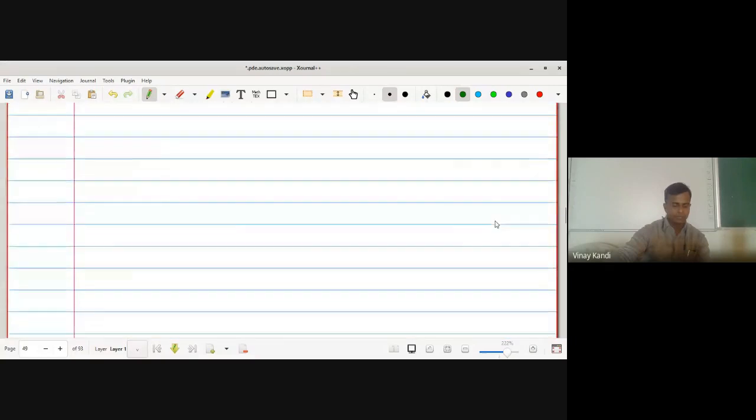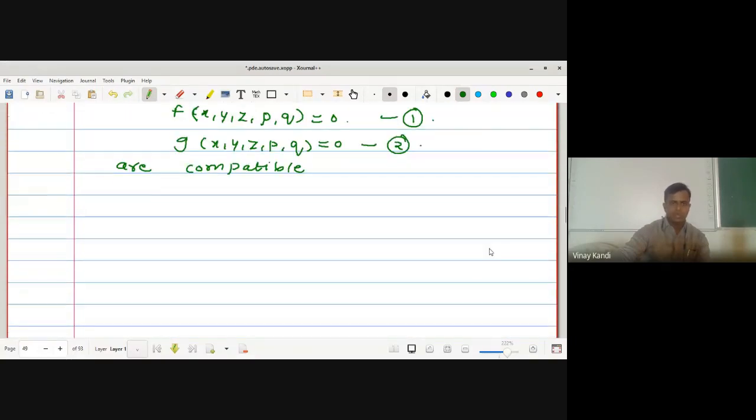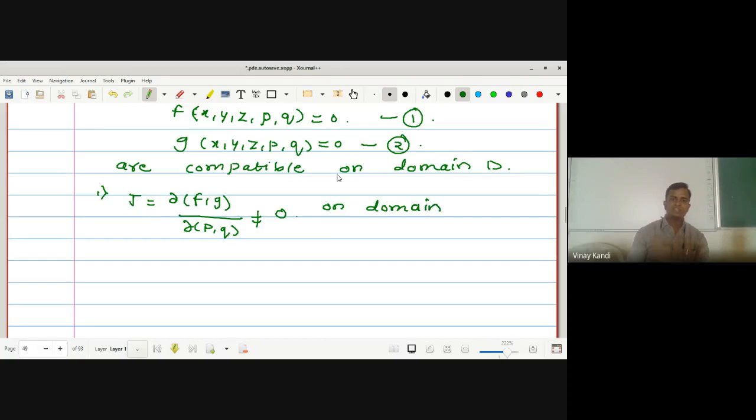Now, they are compatible on domain D such that the first condition, the Jacobian of f, g with respect to p, q, that is Jacobian J, is not equal to 0 on domain D. So this is the definition of a compatible system.